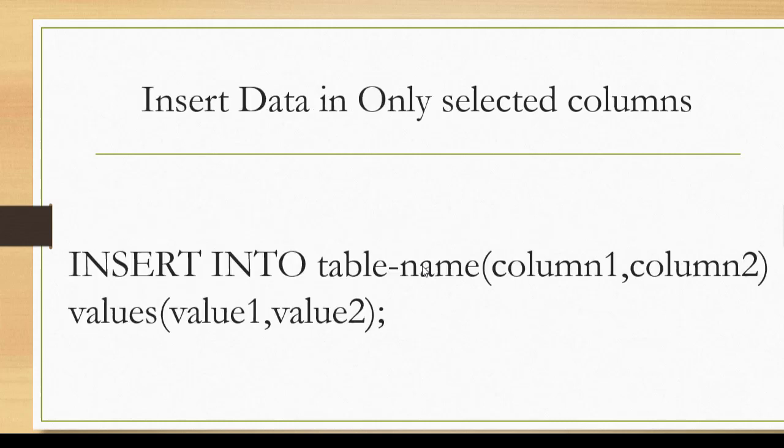If you want to insert data for only selected columns, you can use this syntax: insert into table name, column 1, comma, column 2. There may be n columns, but I don't want to insert values for all of them. I want to insert only for column 1 and column 2. Then specify only column 1 and column 2 here, and the values value 1, value 2 will be inserted into column 1 and column 2.